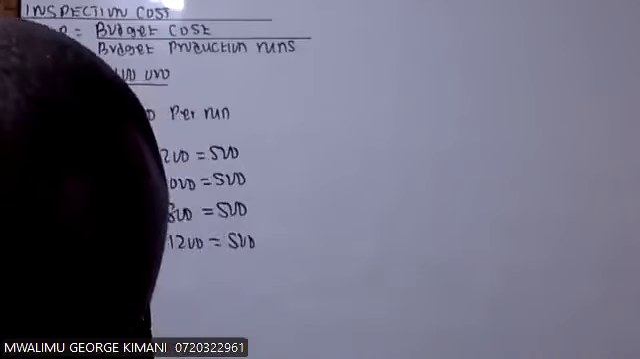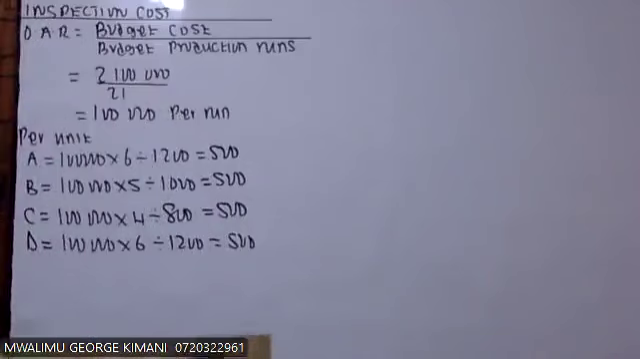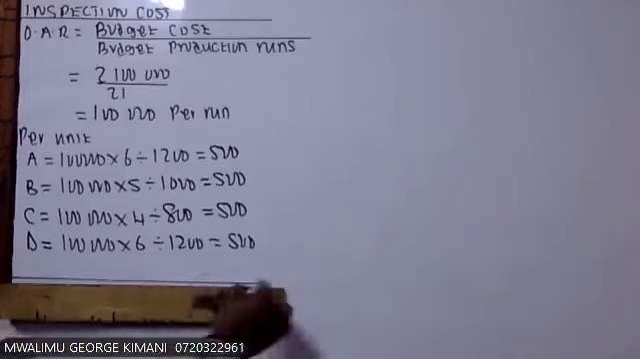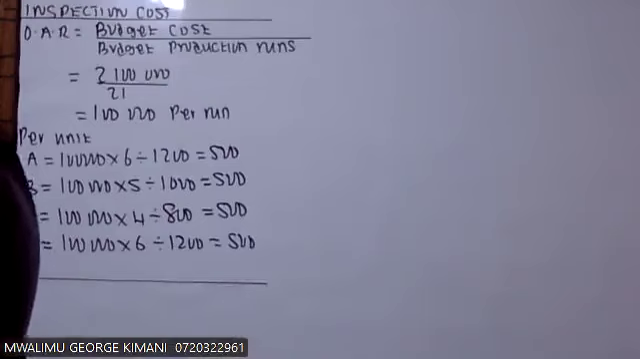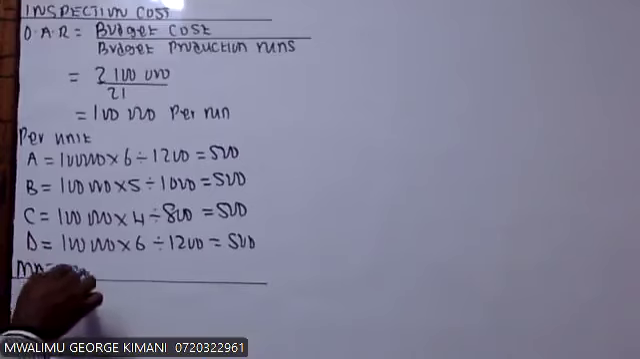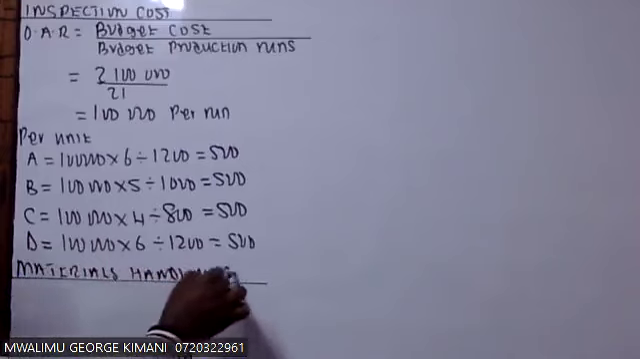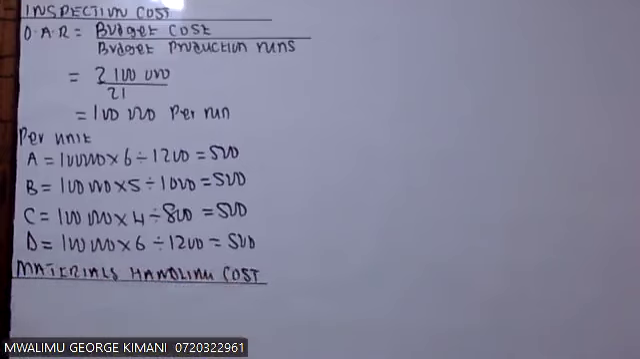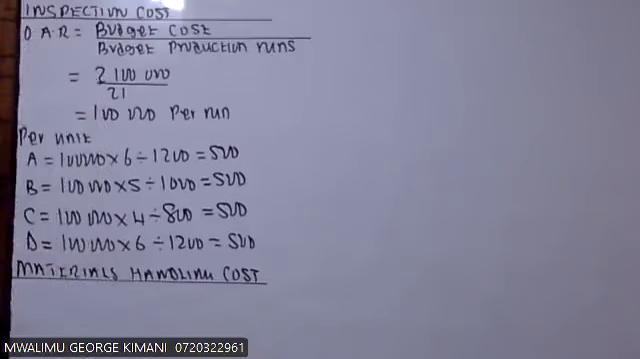So let's do the last one. Orders executed. So do the last one, orders executed, on your own. Material handling costs. So you shall use the orders executed as the base. So do that, up to the rate per unit.